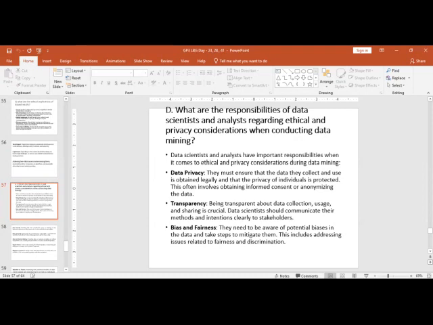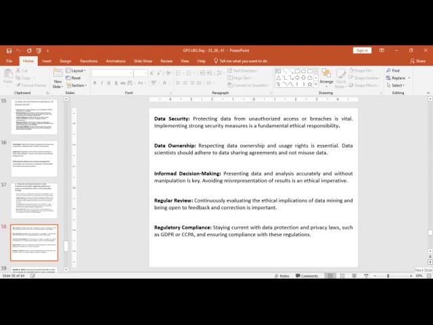Transparency. Being transparent about data collection, usage, and sharing is crucial. Data scientists should communicate their methods and intentions clearly to stakeholders. Bias and fairness. They need to be aware of potential biases in the data and take steps to mitigate them. This includes addressing issues related to fairness and discrimination.